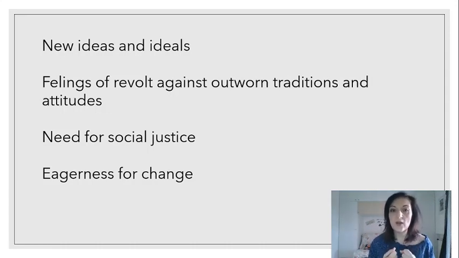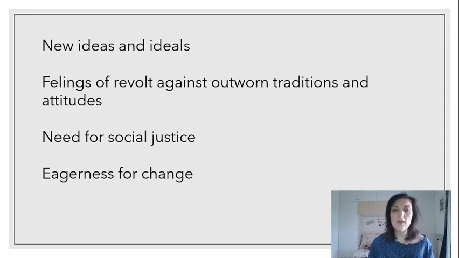Another strong feeling which spread during the Romantic Age was a need for social justice. Social justice. So, we said that an ideal was equality, brotherhood, and so this need for social justice. And then, last but not least, the revolutions which characterized this period were based on an eagerness for change.